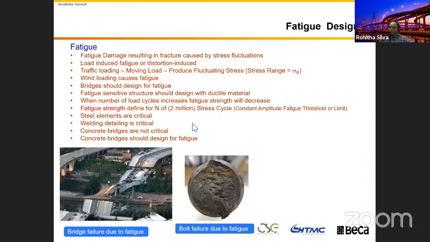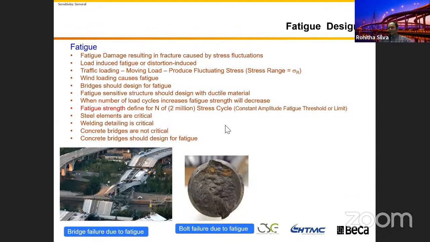I think we see later on the next slide, when you increase the number of cycles, your fatigue strength will reduce. I think you learned this one. Normally we define the fatigue strength for 2 million cycles. That is, when any element is subjected to 2 million stress cycles, at the end of the 2 million stress cycles, what is the strength of that particular material, or joint, or bolt, or weld joint? We define that as the fatigue strength. You will see it in the next slide.